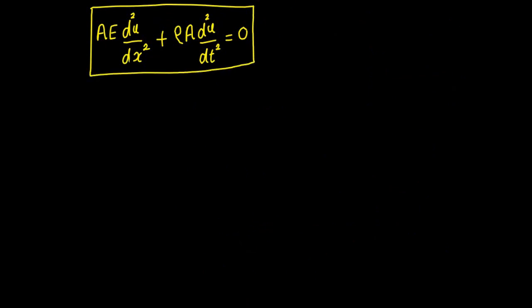Now, if you are going to assume a trial solution for u and differentiate it 2 times with respect to x and also with respect to t, and if you plug those values here, the right hand side should be 0. If it is not 0, there is an error, and that is the residual. Well, you know all the basics. Now we are going to apply Galerkin's weighted residual method and derive the weak form.